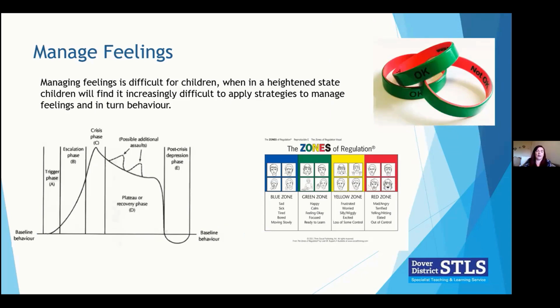So when we're talking about managing feelings, it's really important to remember that it's difficult for all children. And when they're in a heightened state, children find it increasingly difficult to apply the strategies to manage their feelings and in turn their behaviours. So it's really important that you choose a method that suits the individual child. Some children will need a discreet method, such as a wristband, which are displayed on the screen. These can be turned over to say I'm okay or I'm not okay, and the adult can see that and act appropriately.